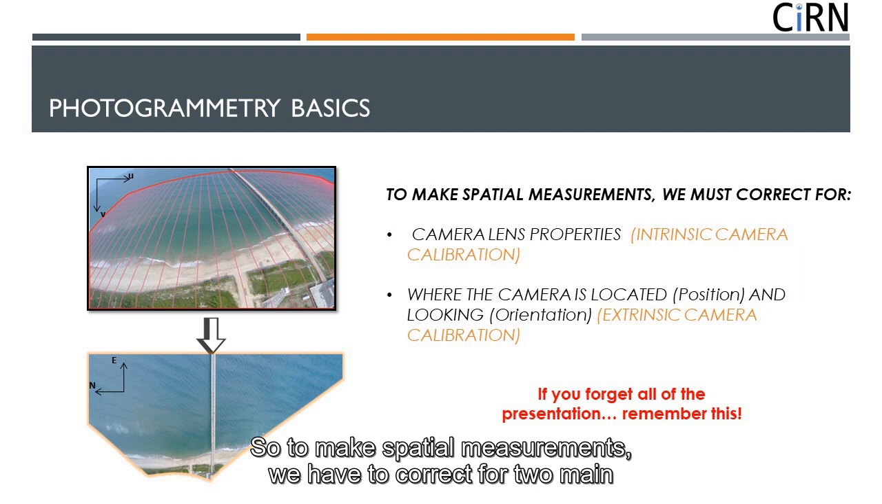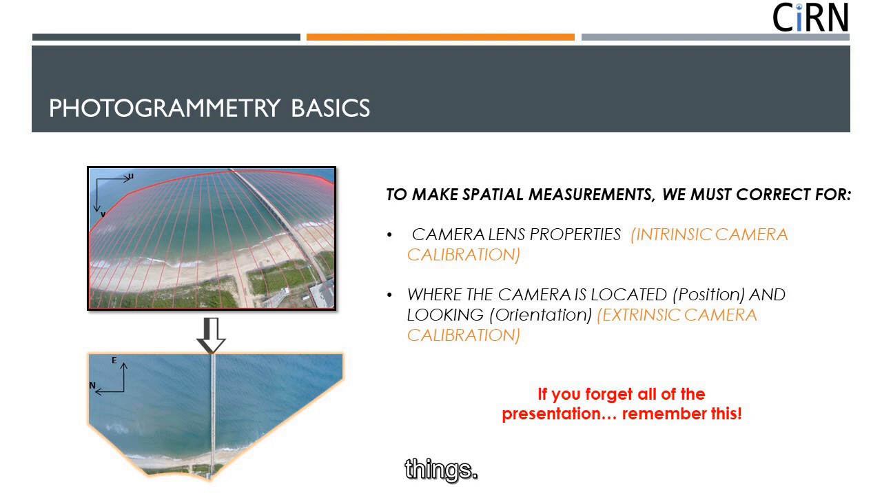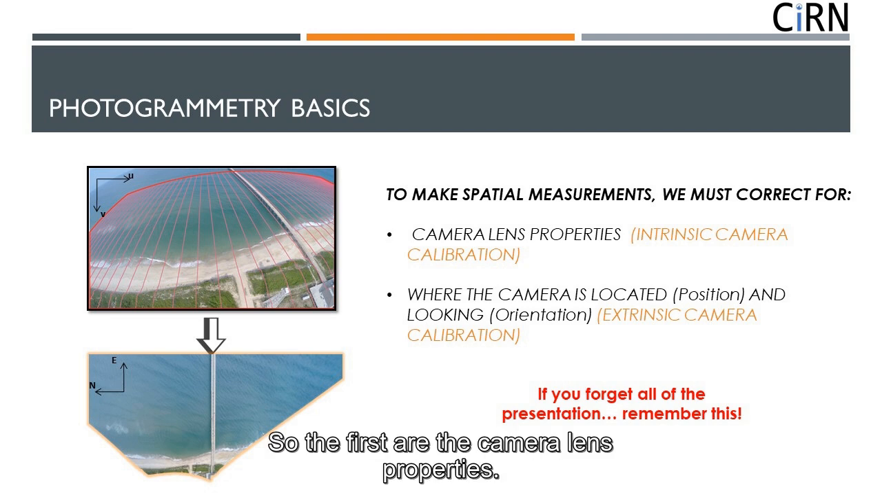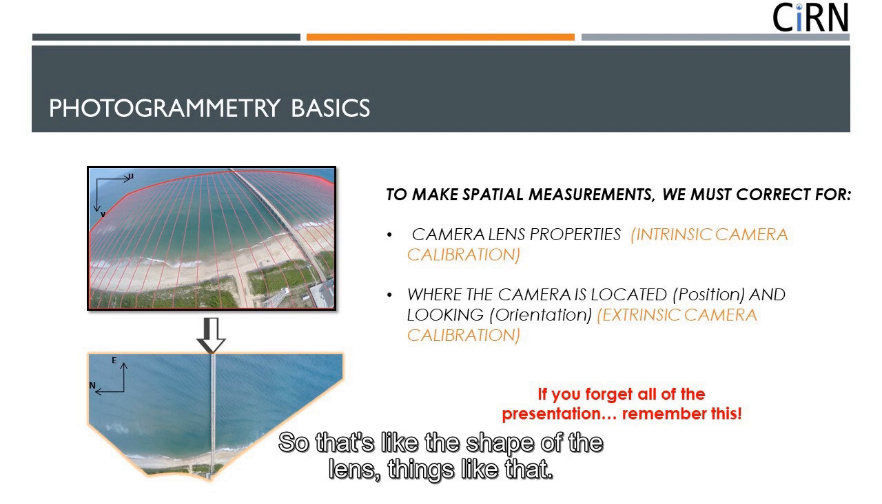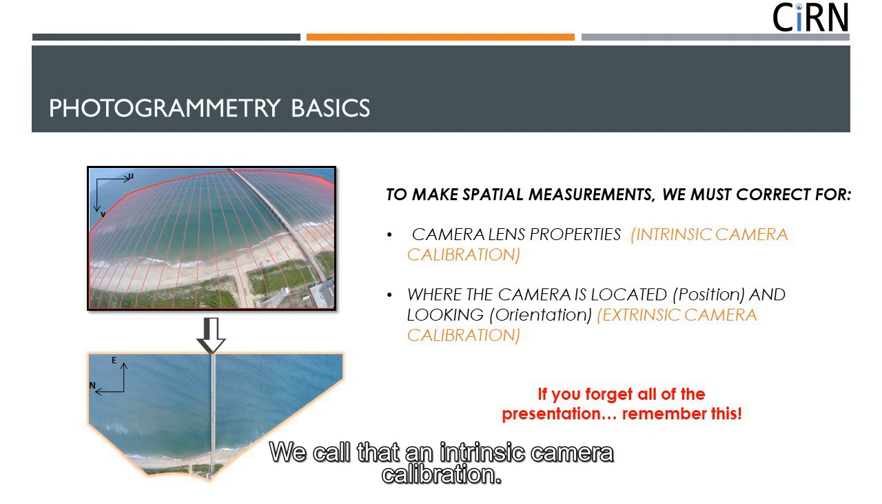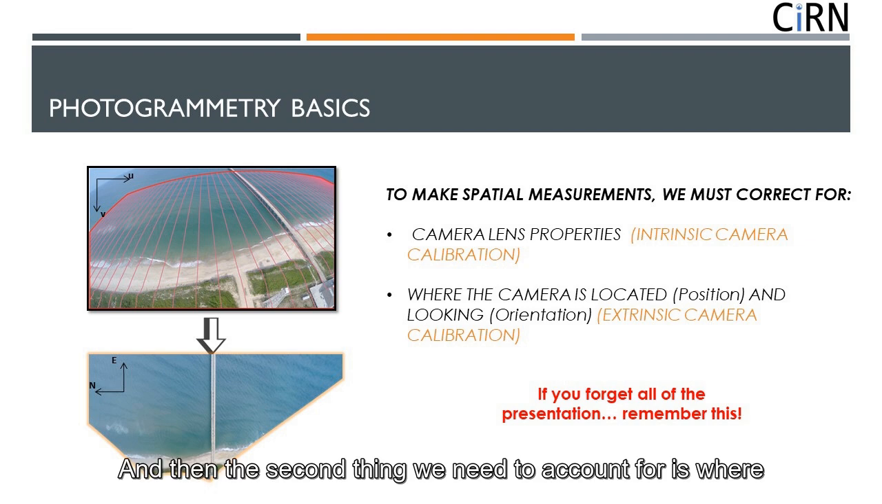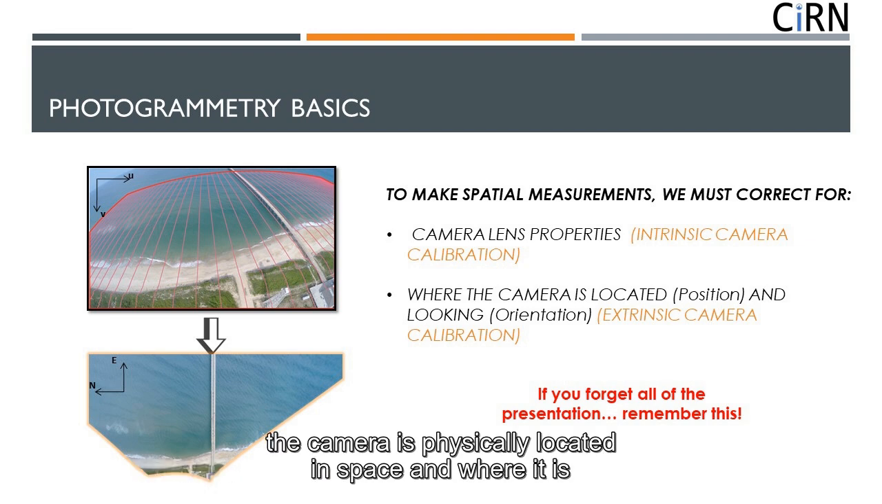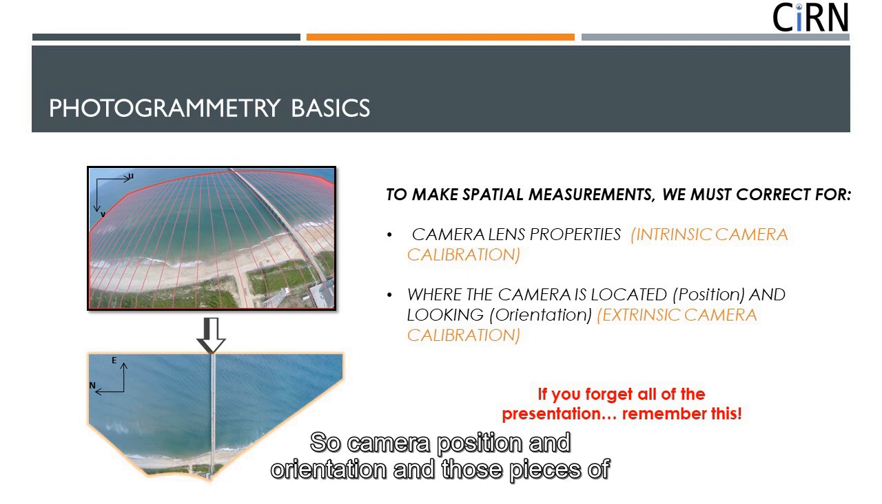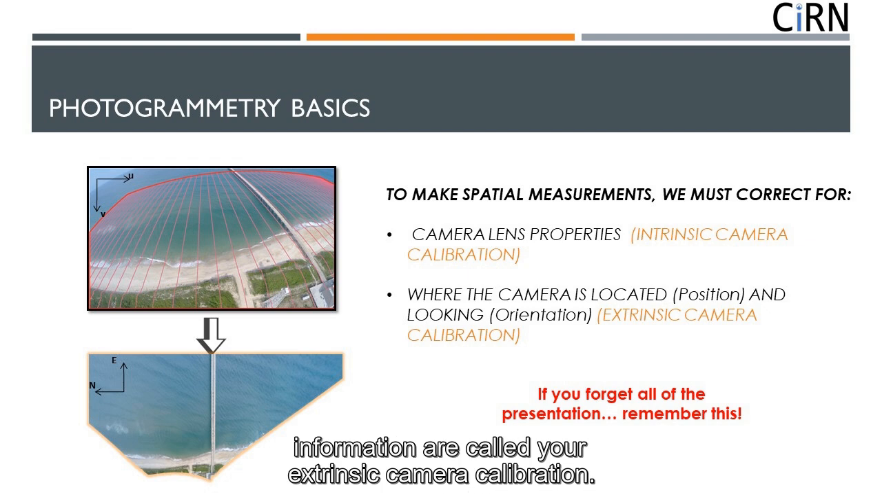So to make spatial measurements, we have to correct for 2 main things. The first are the camera lens properties. That's like the shape of the lens, things like that. We call that an intrinsic camera calibration. And then the second thing we need to account for is where the camera is physically located in space and where it is looking. So camera position and orientation. And those pieces of information are called your extrinsic camera calibration.